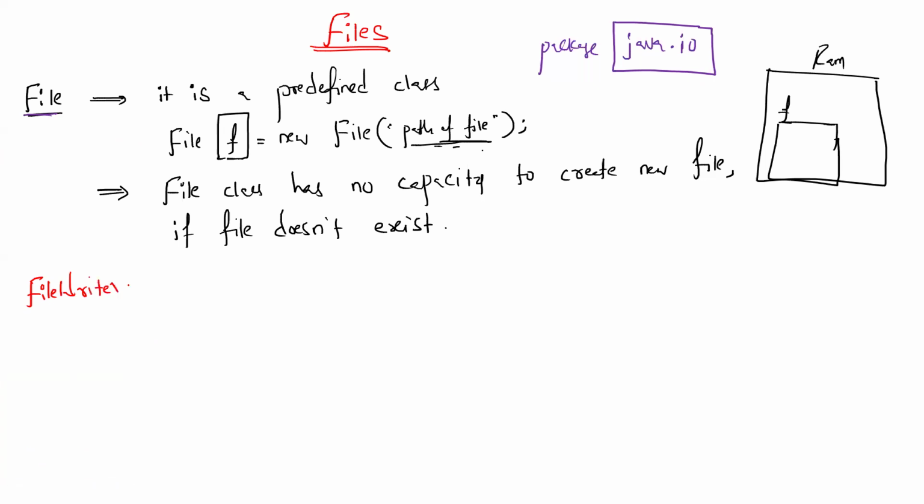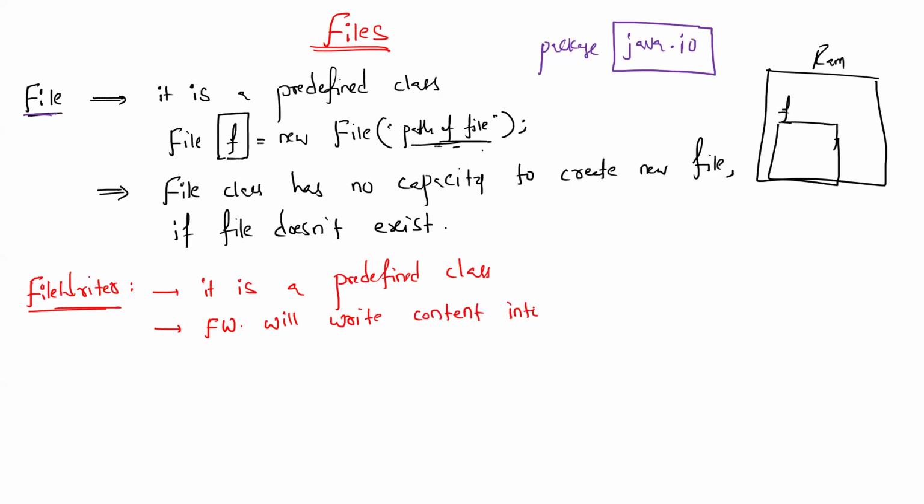File writer. As the name itself gives the meaning, it will write into the file. File writer is a predefined class present in the java.io package. What's the purpose of it? File writer, I am writing short form FW, will write content into file.